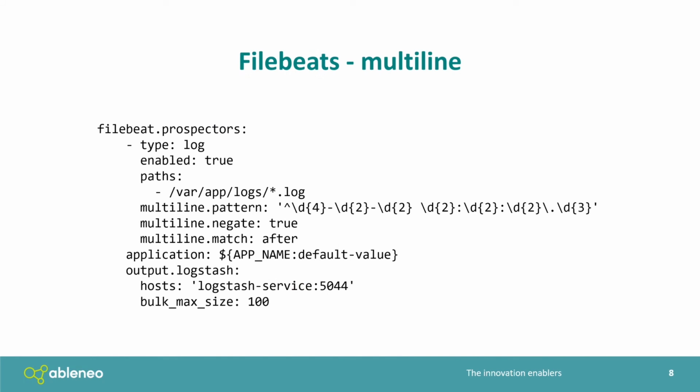An example configuration of Filebeat might look like what you see on screen. The path property tells Filebeat which files to scan. Multiline properties are useful if your log files contain log messages spread over multiple lines. Then we have the application property, which defines which application produced the log message. We use an environment variable to set this property. And the last section defines where to send bulks of messages. In this case, we send them to Logstash for additional processing.